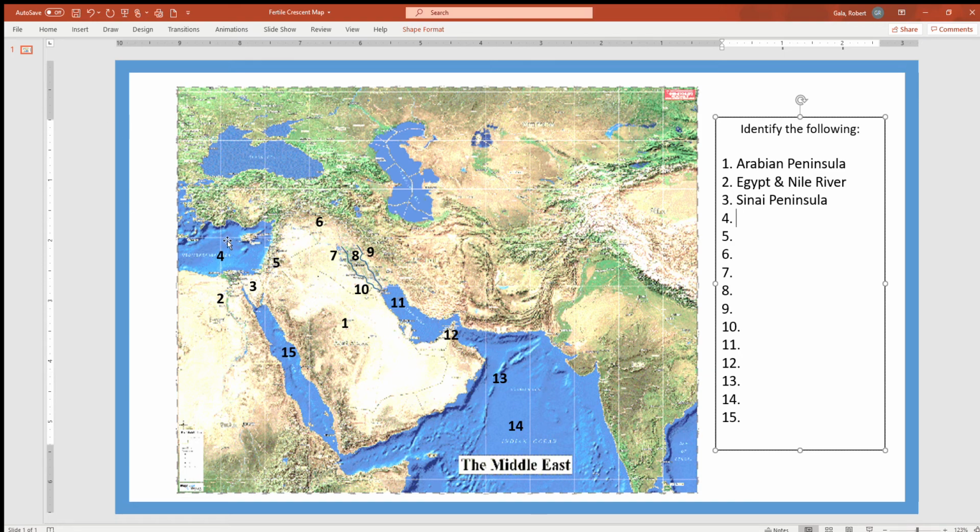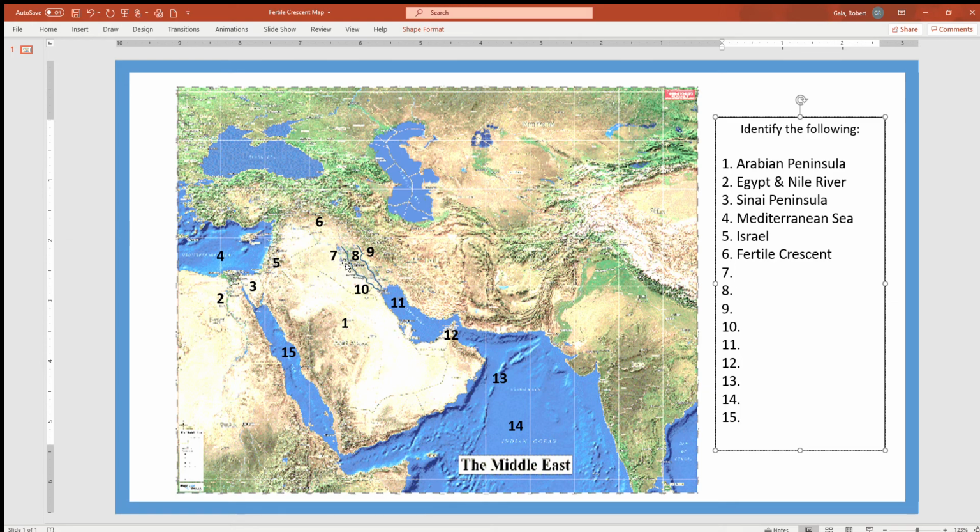Number four is the Middle Earth Sea, otherwise known as the Mediterranean, which separates Greece and Turkey, and of course all of Europe from all of Africa. Number five would of course be Israel. Number six would be basically the upper curve or arch of the Fertile Crescent. There's no real term for it. That upper part, I guess there's a mathematical term for arches and curves, but I don't know.